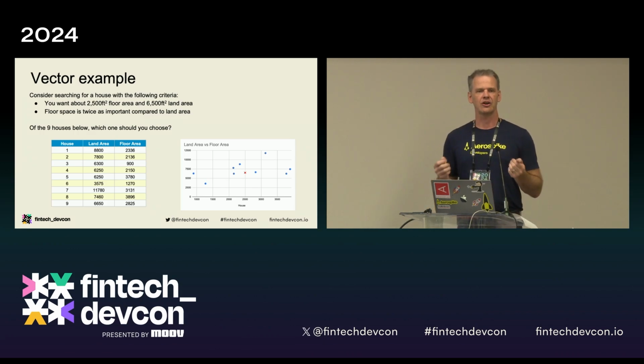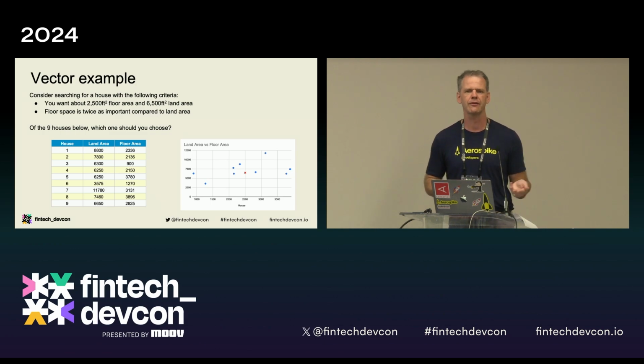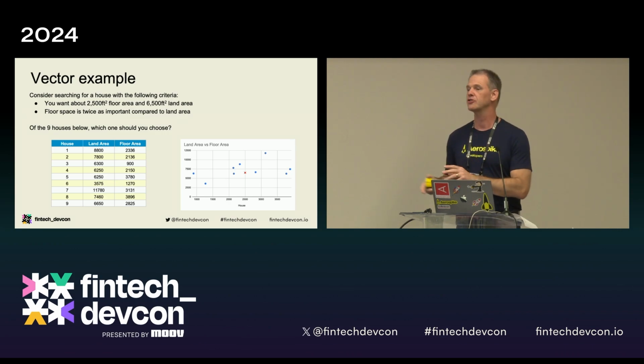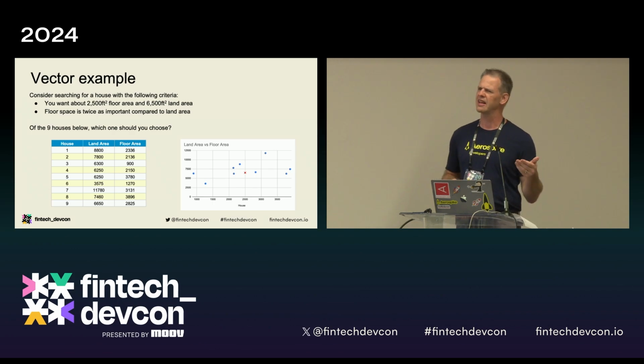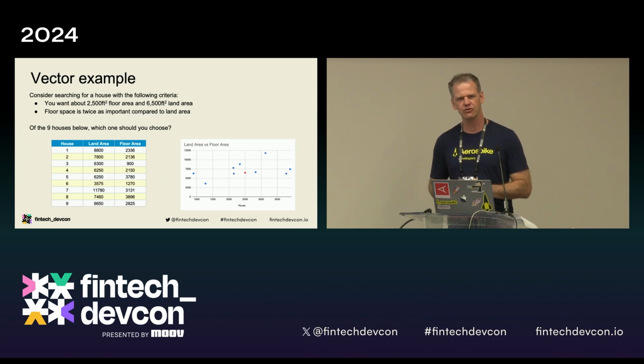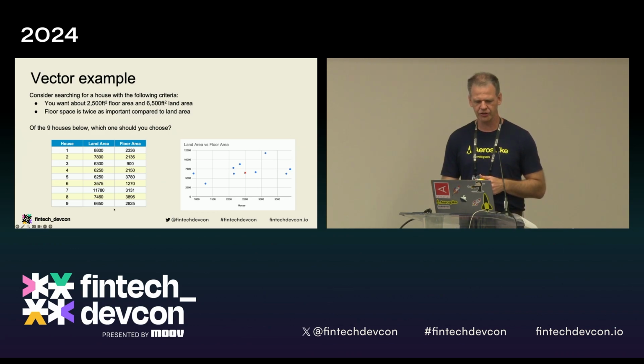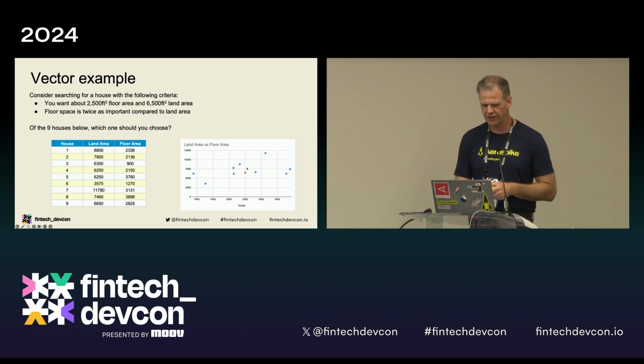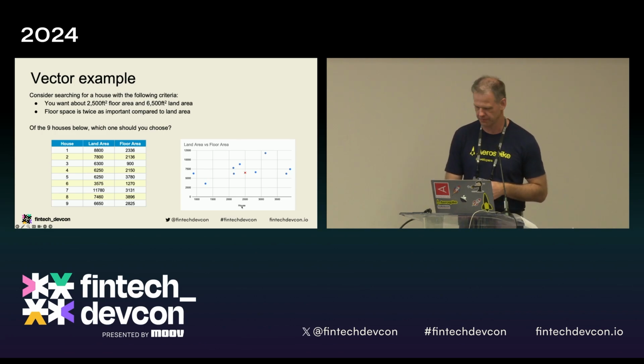Let's say we're buying a house. We have a target that we want a house which has about 2,500 square feet of floor area and about 6,500 feet of land area. We know that we won't find that exactly, so perhaps to us the floor space is twice as important as the land area. There's 9 houses that we're interested in. And you can see the details of the land area and the floor area here, and here's a graph of them. So this red X is what we're aiming for, and these other blue points are the other houses that are in the neighborhood.